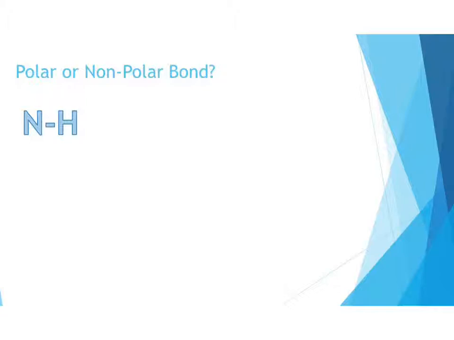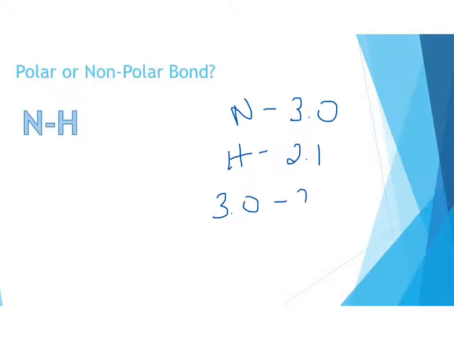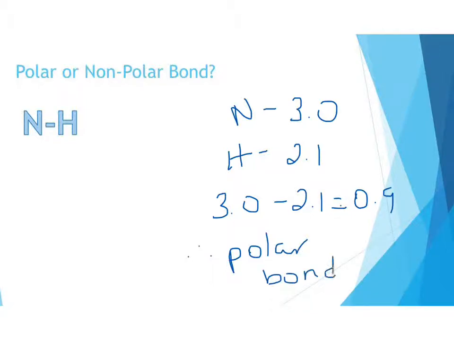In our last example, we have the nitrogen-hydrogen bond. So nitrogen has an electronegativity of 3.0, hydrogen has an electronegativity of 2.1. So if we do the large number minus the small number, we get 0.9, which again is larger than 0.5, which means that this is a polar bond. And we're going to indicate which element is slightly negative, and that would be our nitrogen because it has the larger electronegativity value, and hydrogen is going to be slightly positive.